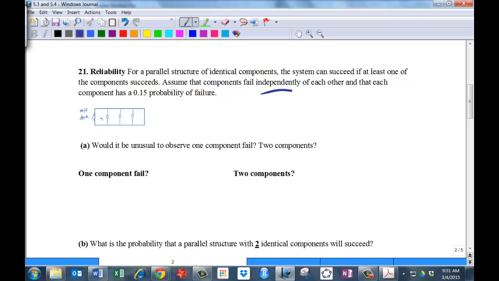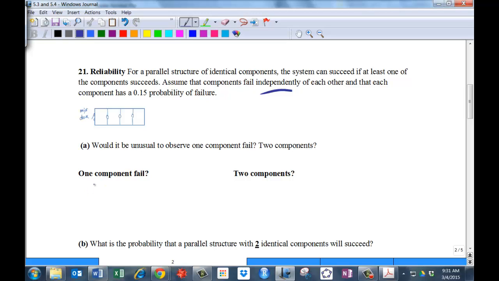So here's a system, a parallel system. So notice electricity follows the path of least resistance. So in other words, it's going to go here and then follow. But if this one fails, then it's going to pick up and follow this track. But if this one fails, it's going to follow this track. So as long as one works, the system works, right? That's the idea. Okay?